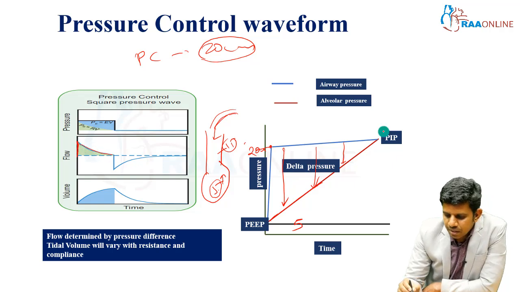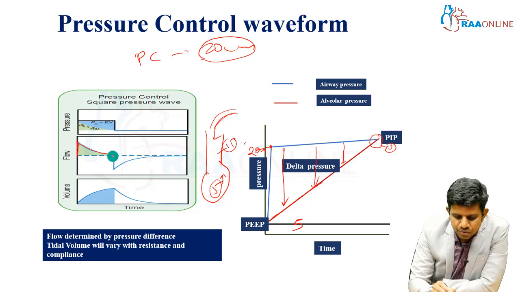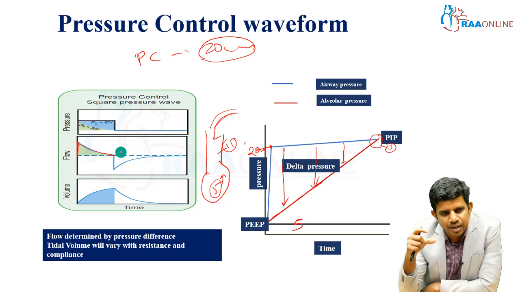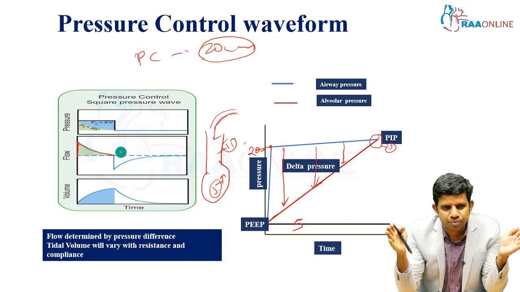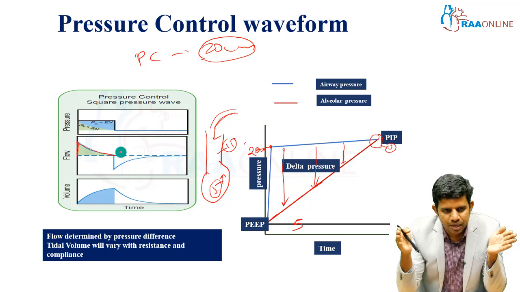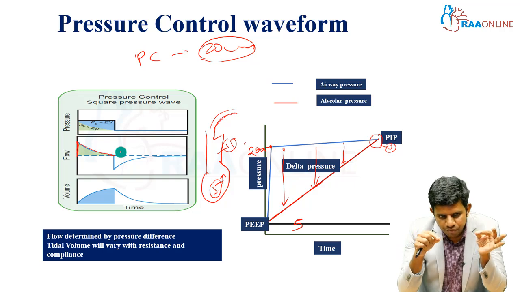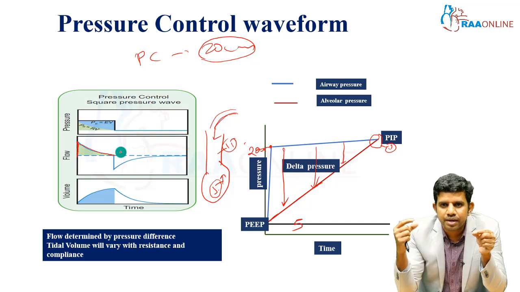At some point, my alveolar pressure and my inspiratory pressure, that is 20 centimeters, will be equal. So, the flow will be 0, right? So, the flow is reaching 0. So, in pressure control, at the start of inspiration the pressure difference is high, so flow will be maximum. Then the pressure difference decreases over a period of time because of alveolar filling, and the flow will show an exponential decay. At some point, my intra-alveolar pressure and the proximal airway pressure will be equal.